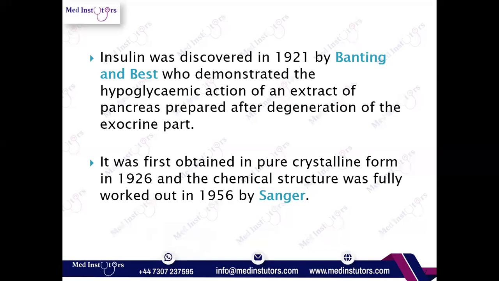And in 1921, it was discovered by Banting and Best, who demonstrated the hypoglycemic action of an extract of pancreas prepared after degeneration of the exocrine part. You all know that the pancreas is an organ having an exocrine part and some endocrine activity, mainly towards its tail end. And this endocrine activity is mainly by producing insulin, glucagon, etc. Insulin was first obtained in pure crystalline form in 1926, and the chemical structure was fully worked out in 1956 by Frederick Sanger.